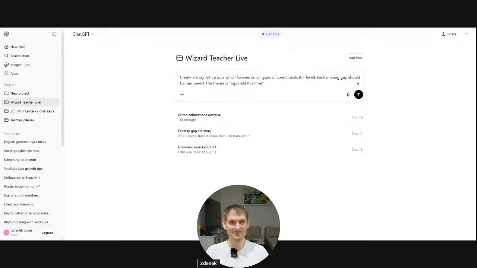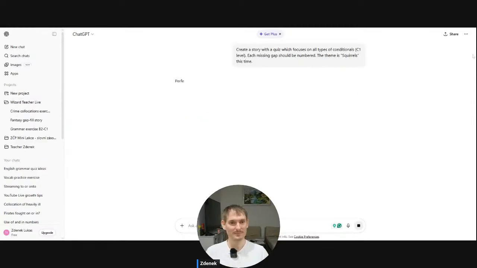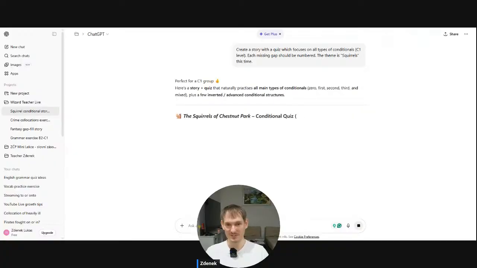Let's go. Here is ChatGPT, and here is the prompt I have prepared. Create a story with a quiz which focuses on all types of conditionals. It's going to be C1 level. Each missing gap should be numbered. The theme is squirrels this time. Why squirrels? I have no idea. It just came to mind, okay? So here we go. Perfect for a C1 group.